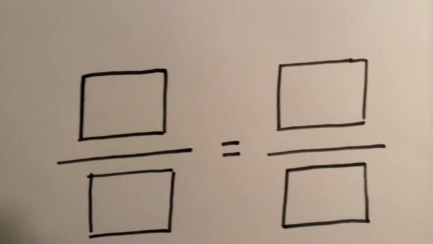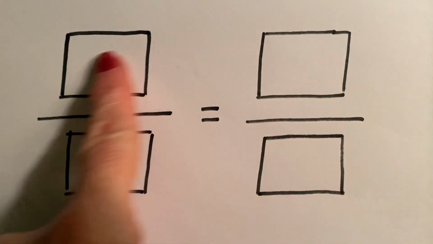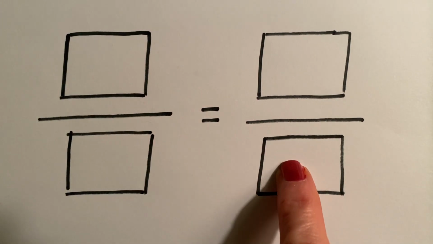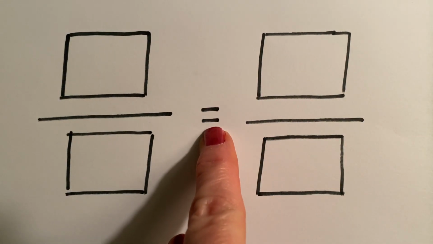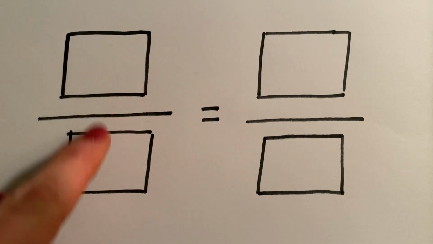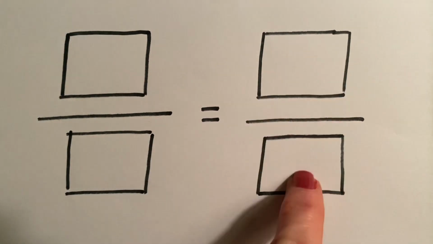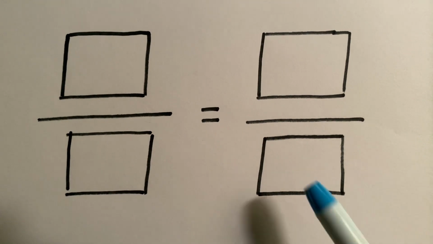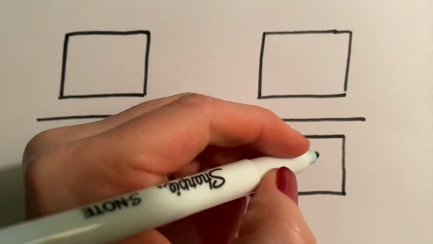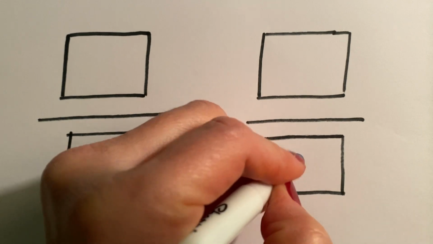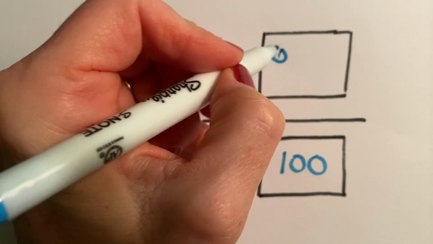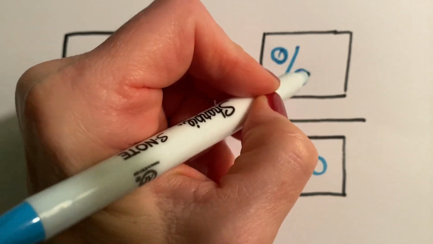First, when you're doing a percentage problem, this is always going to be your template. You're going to have 4 boxes with an equal sign in between. The left side will be a fraction. The right side will be a fraction. And here's something that's really nice. The lower right-hand corner is always going to be 100. Always, always, always, always.